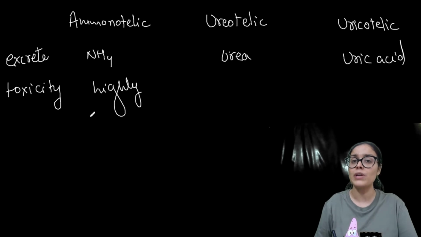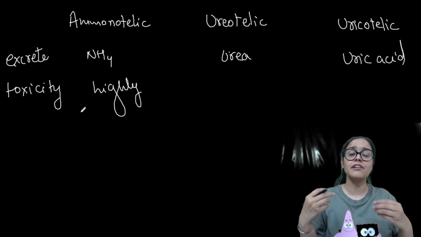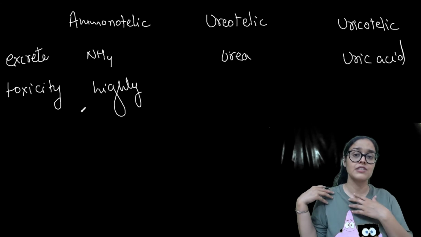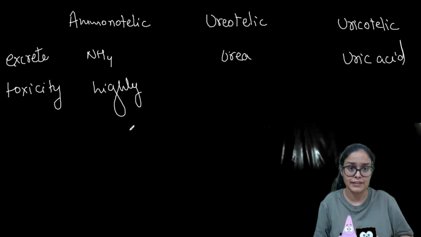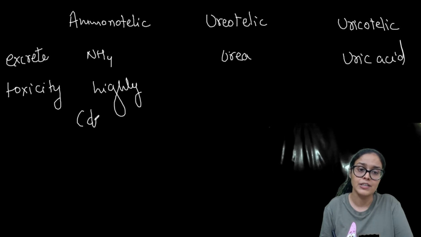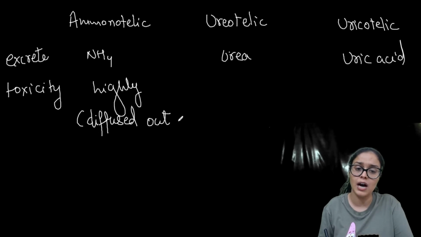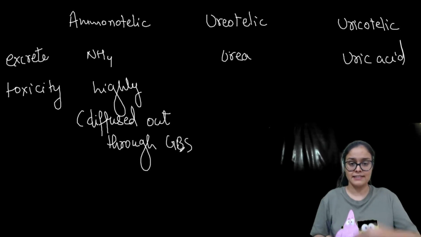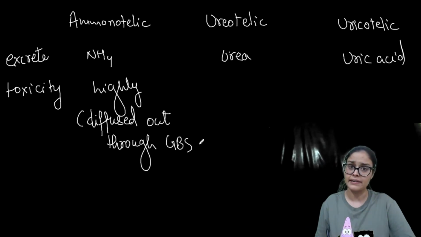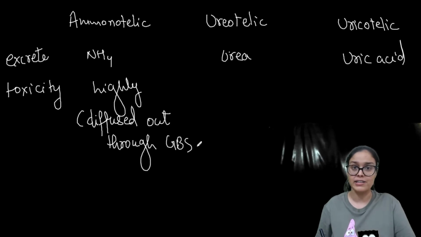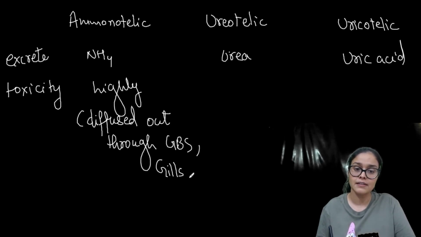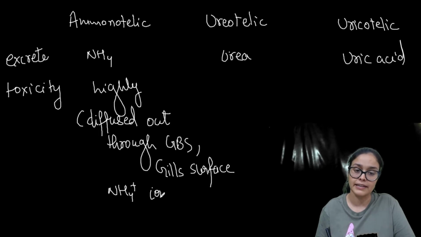And remember, it will be excreted mainly through the general body surface or gill surface in the form of ammonia ion, right? So it is highly toxic and it will diffuse out. So it doesn't require kidney actually. It will be diffused out through the general body surface. General body surface means through the plasma membrane, through the cell surface, right? Through the body surface, gill surface, in the form of ammonia ion. So it will be excreted in the form of ammonia ion, that you have to remember, right?